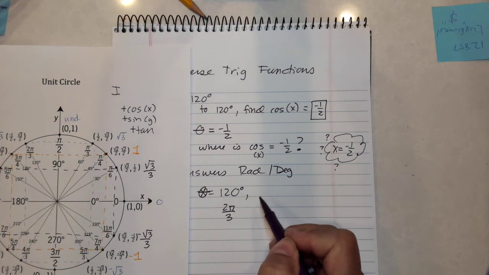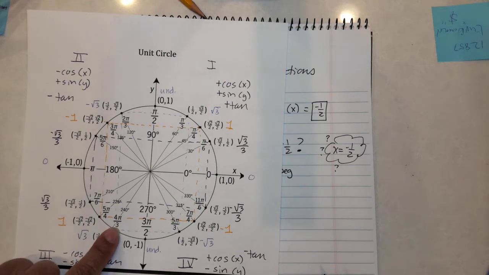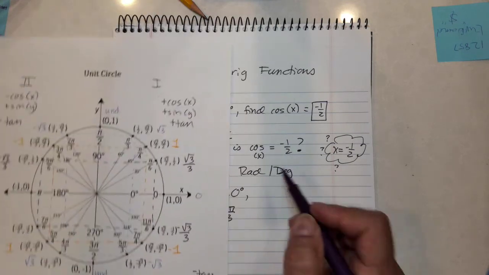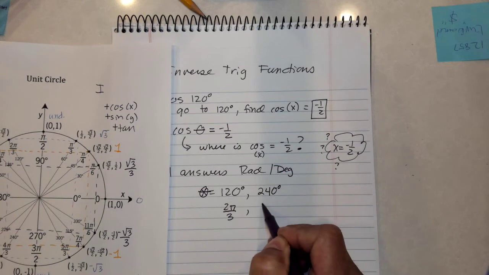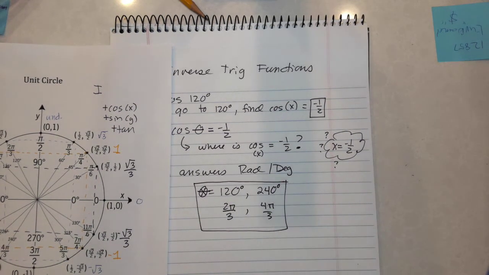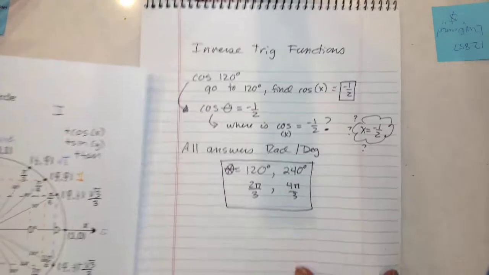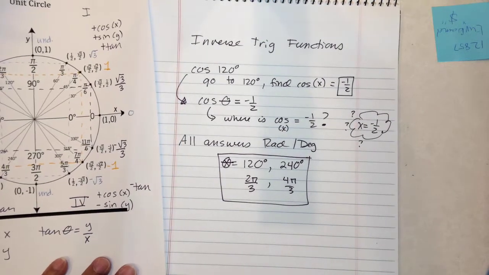The other place that I have a negative 1/2 as an x is down here. I see I've got a negative 1/2 as the x or cosine value at 4 pi thirds, which is also 240. So my second answer is 240 degrees or 4 pi thirds. So this is not really a math thing. You don't have to do any math. You just have to look and understand what you're looking for on your unit circle.